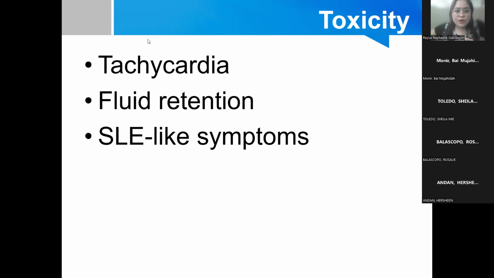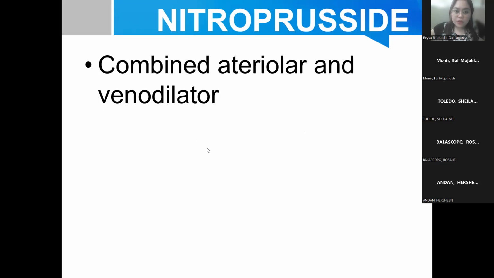Okay? So toxicity, we have here the tachycardia, kasi decrease in the blood pressure will always lead to the production of norepinephrine as a coping mechanism of the body for the decrease in the blood pressure. Ipapabilis talaga ang heart rate. So thus we have the tachycardia. And then we have fluid retention. That's our problem with hydralazine. And ito yung pinaka-board exam question. Hydralazine is one of the drugs that causes SLE-like symptoms. So, systemic lupus erythematosus. Okay?